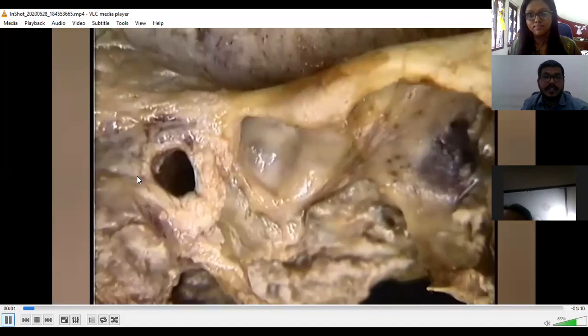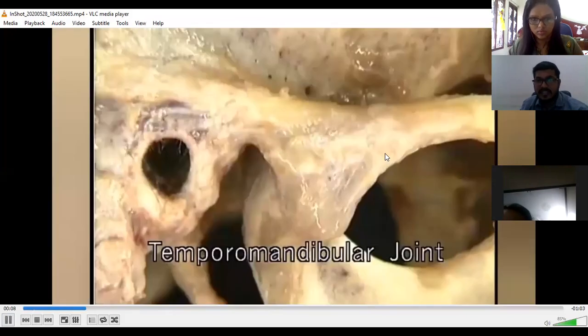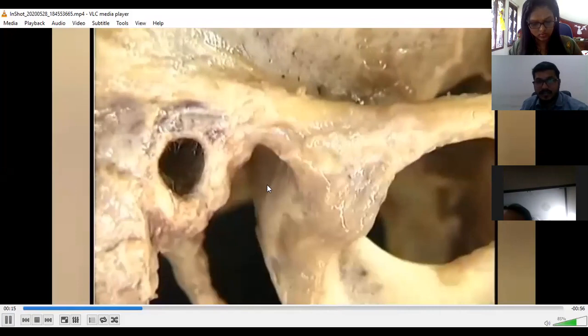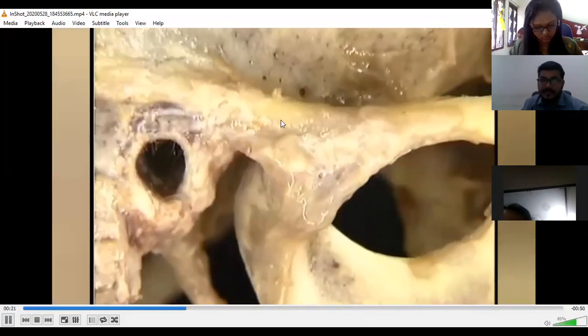This is the video which shows the mandibular articular eminence. This is the temporomandibular joint, and this is the capsular ligament at the back. And here you have the lateral ligaments. Actually, your disc is there between the mandibular condyle and the articular eminence.